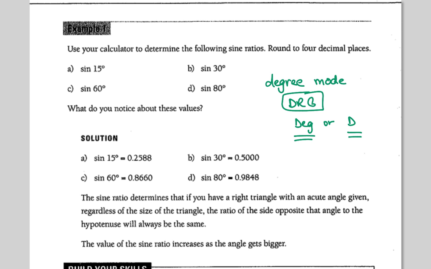You can confirm that by trying these. Type in sine 15, see if you get this decimal. Type in sine 30, see if you get this decimal. If you are, your calculator is in the correct mode and you're good to move on to the next part.